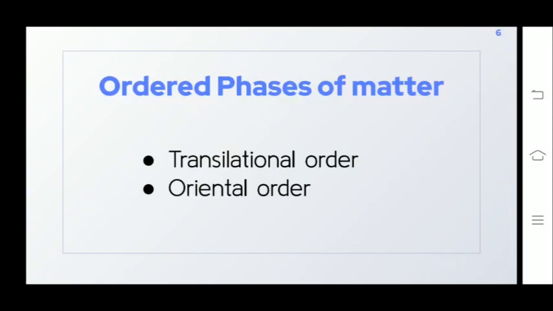Generally, there are two ordered phases of matter, that is, translational order and orientational order. The characteristic properties are: translational order refers to the extent to which molecules or groups of molecules on average show translational symmetry, but orientational order refers to the extent to which the molecules align along a specific direction on a long range basis.